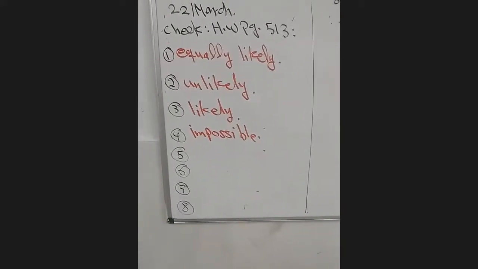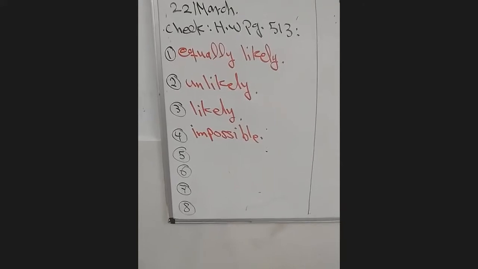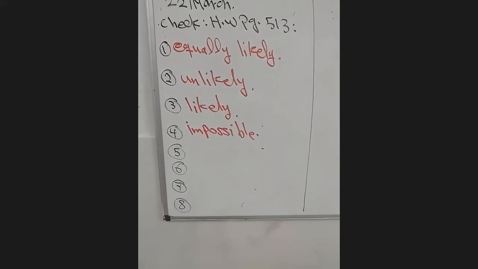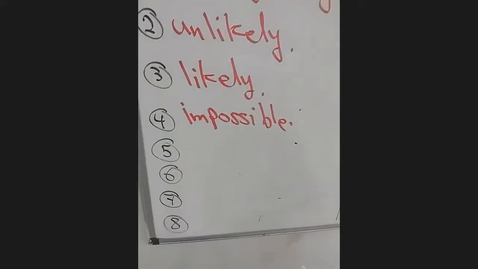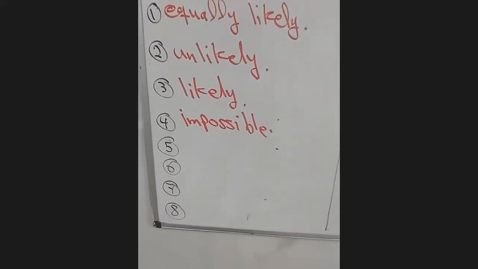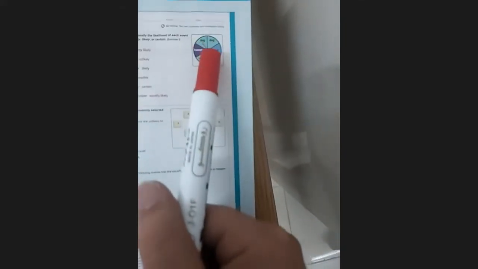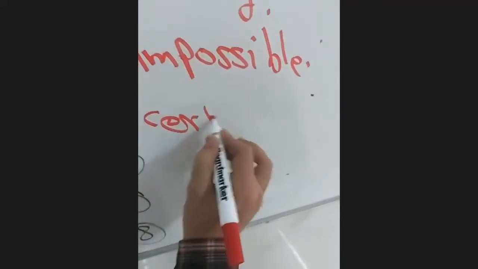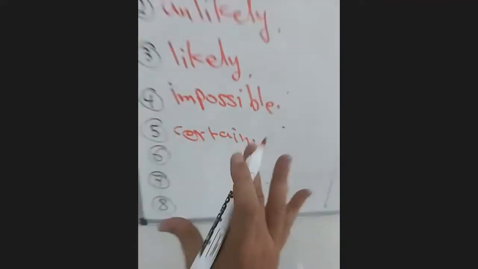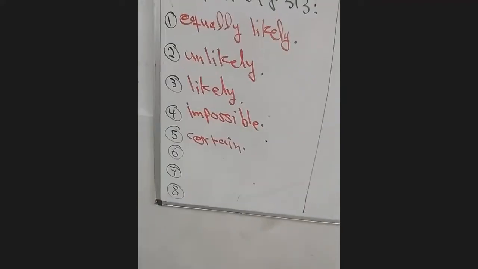Question 5. The spinner landing on an animal. Certain. All of them are animals. Any place the spinner will land on is an animal. So it is certain. Something we know for sure, 100%, will happen. It is certain. Okay? Fine.